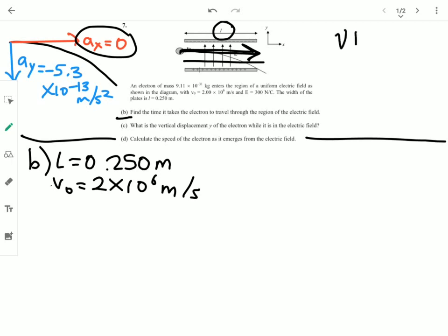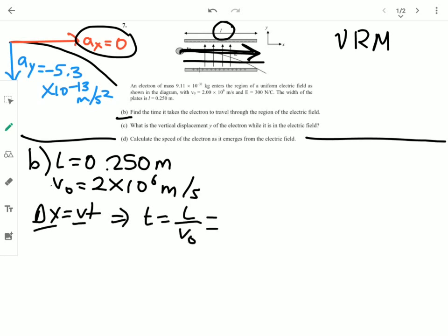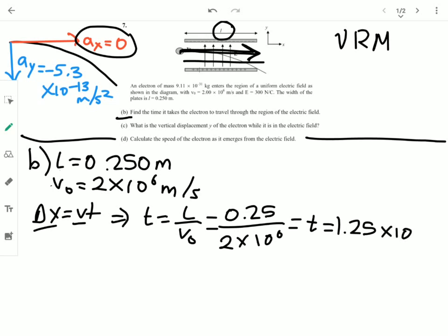And what is the only equation we've learned in URM? Delta x equals vt. We have the v, we have the delta x. All we need is the time. So it is t equals L over v0, right? Because L is the distance it has to travel, or the displacement. So 0.25 over 2 times 10 to the power of 6, and the time is equal to 1.25 times 10 to the power of minus 7 seconds. So it only takes a very small amount of time for the electron to travel through the region of the electric field. Let's continue with part C.